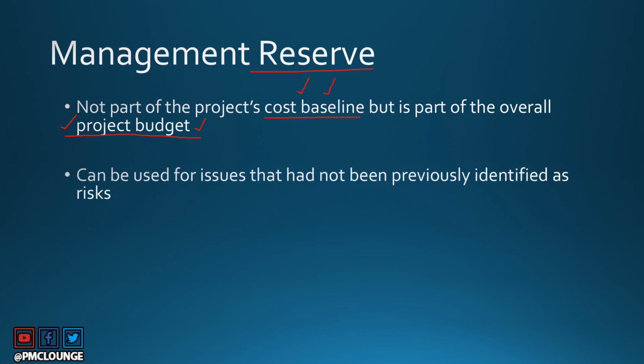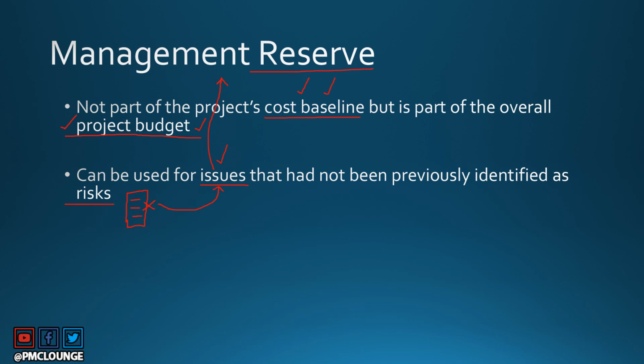Management reserve can be used for issues that had not been previously identified as risks. So a risk recently materialized in your project that was not available in your risk register. That risk has materialized and it has now become an issue. How do you handle that issue? The money that is required to handle this issue will come from the management reserve. So this is how management reserve is made use of.